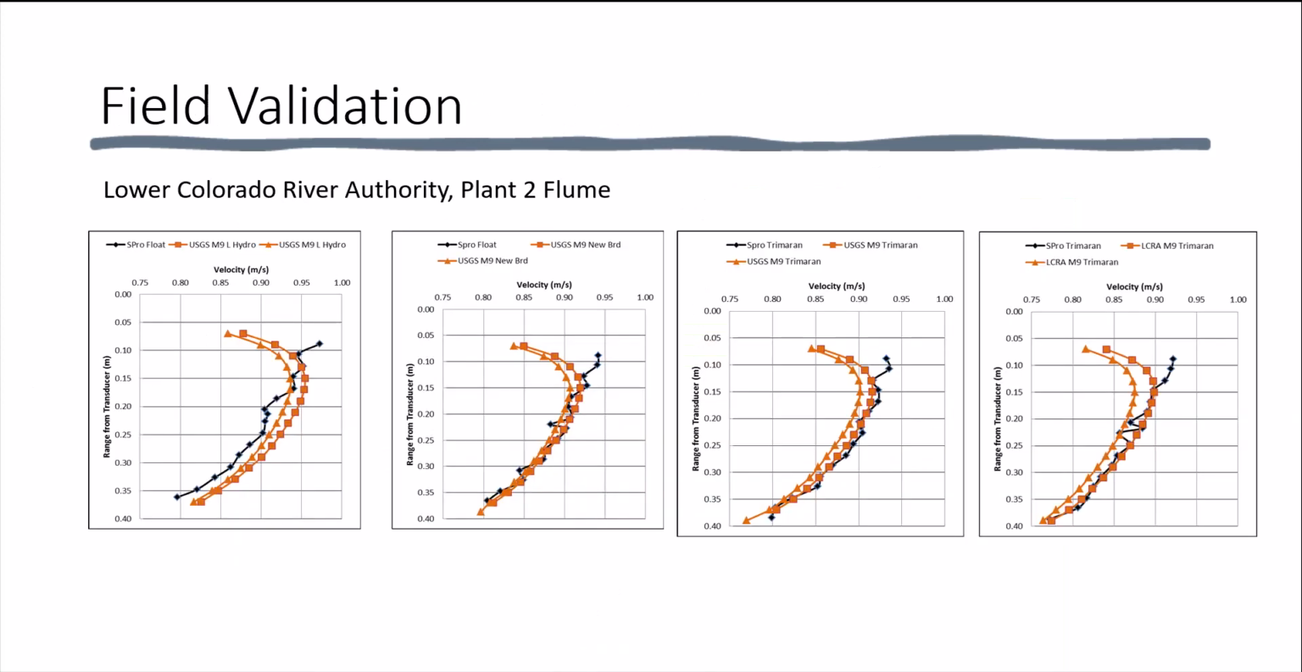To further test this finding, data were collected in cooperation with the Lower Colorado River Authority with a SonTek M9 and a TRDI StreamPro. The StreamPro had been modeled and showed little to no effect of flow disturbance due to its small size. The bias in the M9 data and lack of bias in the StreamPro is clearly shown here in these graphs. The M9 in each of these graphs is using a different deployment, but they all show this tendency towards a negative bias near the transducer that is not evident in the StreamPro data.